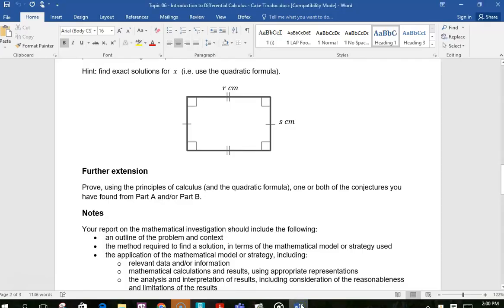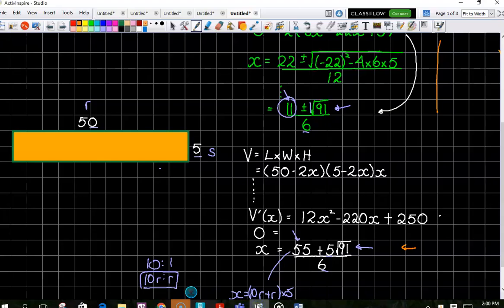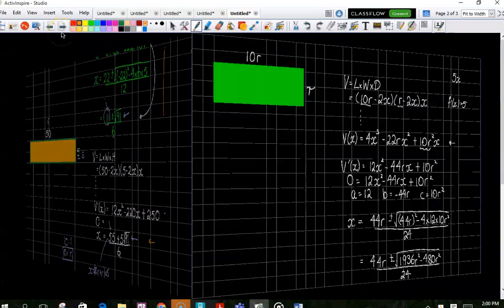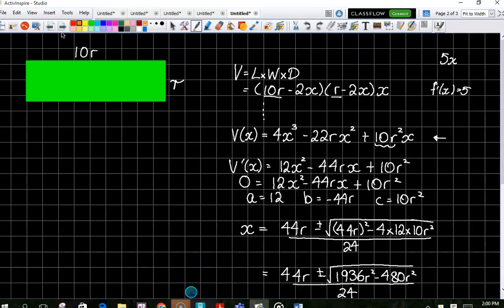Okay, so further extension, this is if you want your A+. Prove using principles of calculus one or both of the conjectures you have found in part A. So please, one or both. Most of us have already proved part A. I think if you want that A+, you prove one of them in part B, just like we did over here. But again, that was the 10:1. You would have to do it for yours. And if you could do it for a third one, that would be fantastic. Okay?